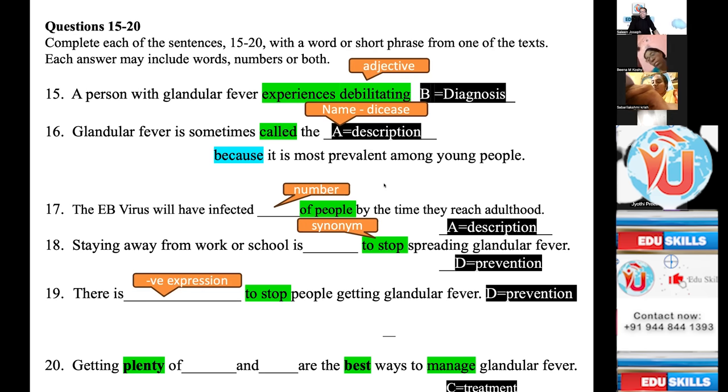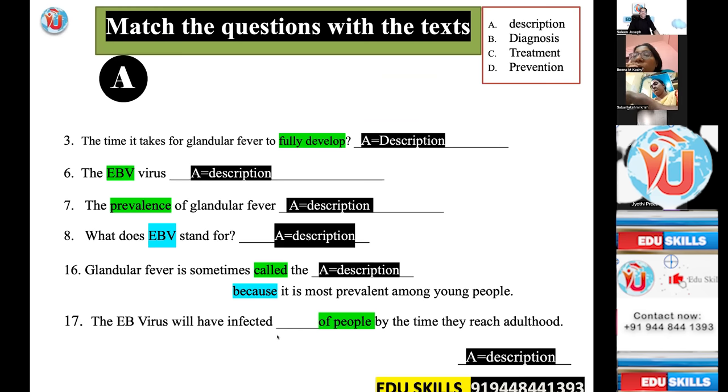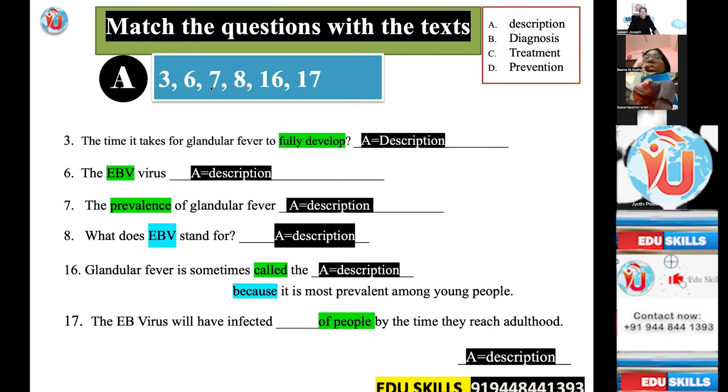So number, you have description again. To stop, you have prevention. To stop again, in prevention. And treatment: plenty of food or whatever is the best way. So adjective and scale used. So match the questions with the text. All this you can match.